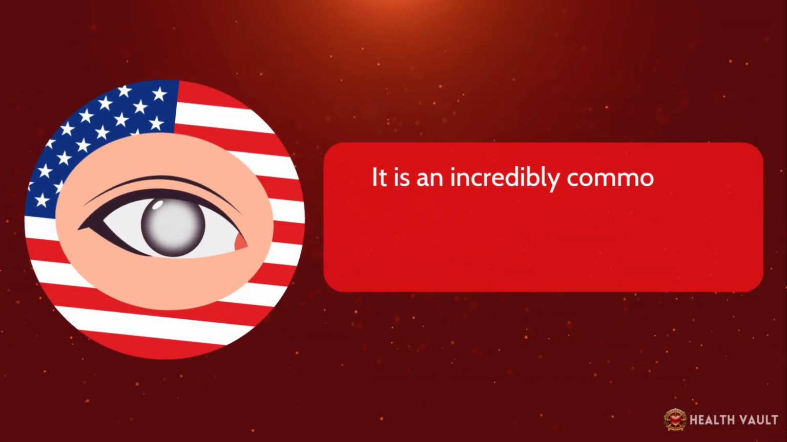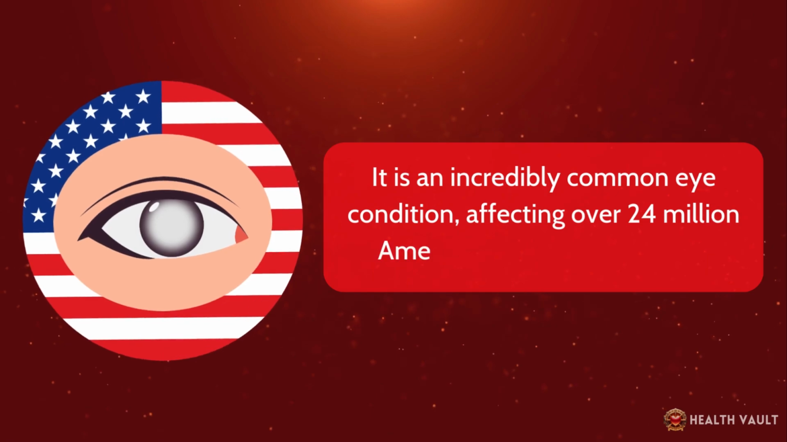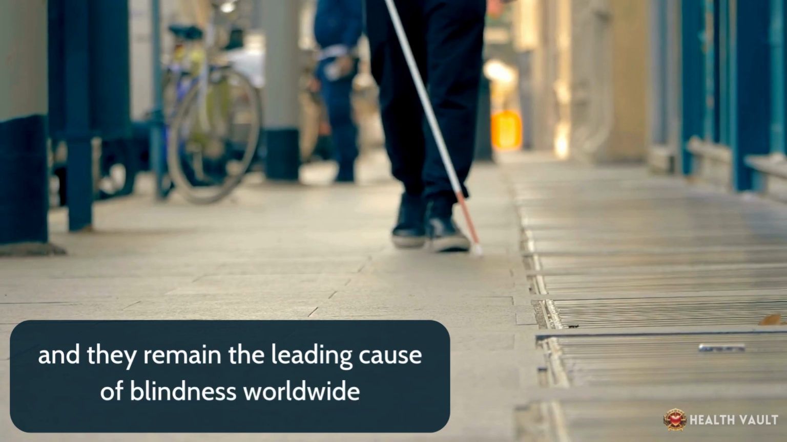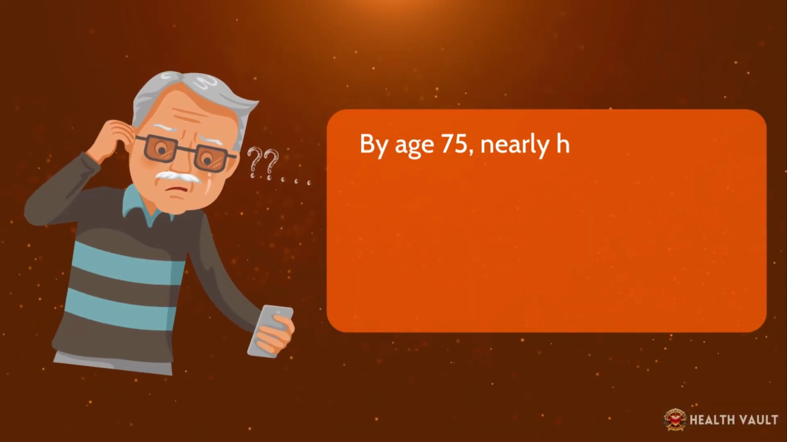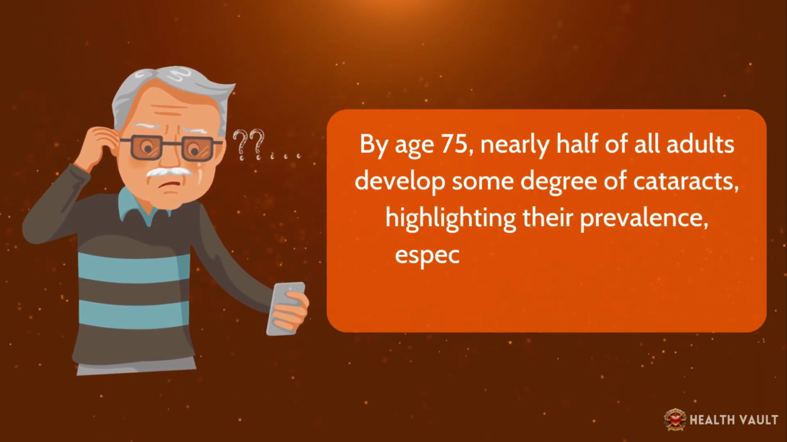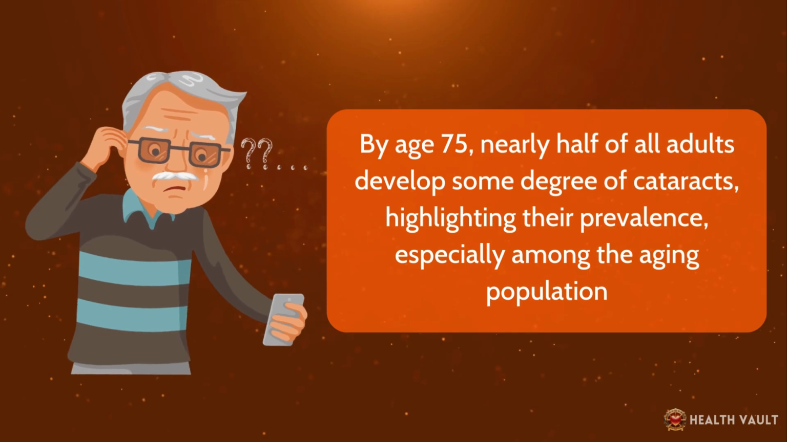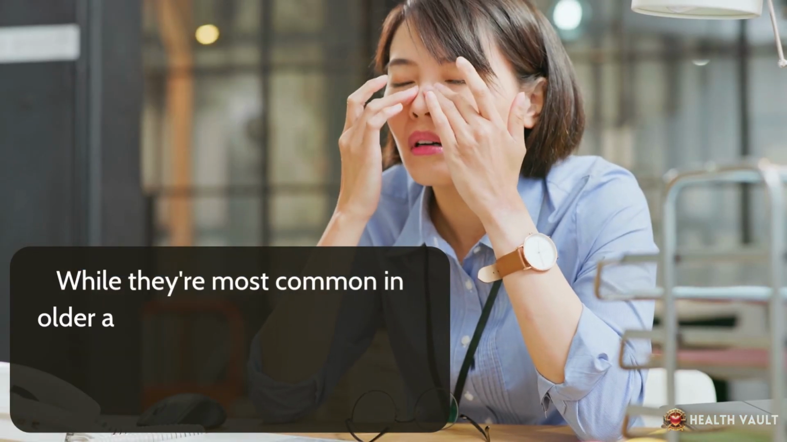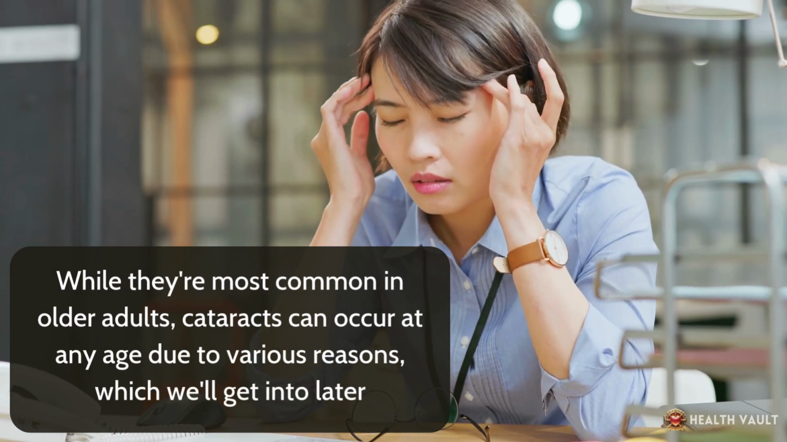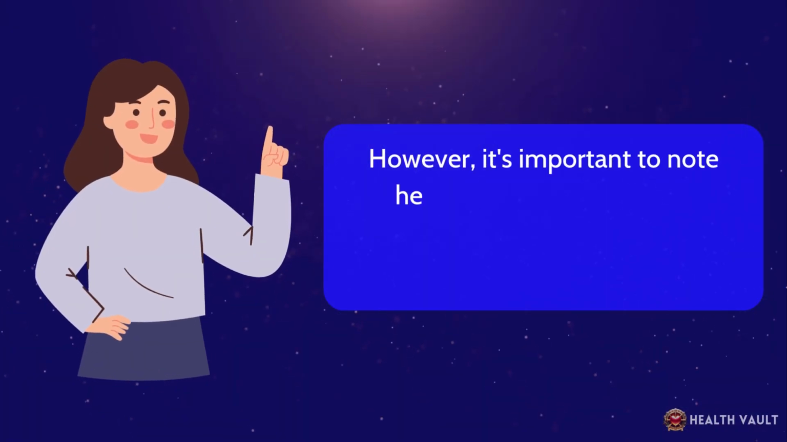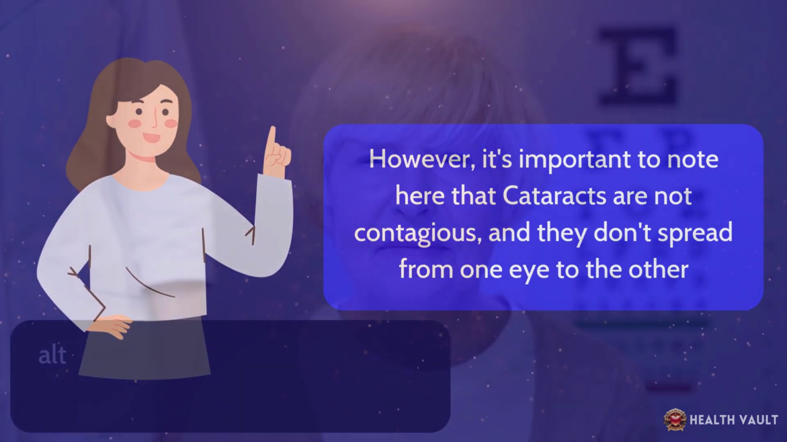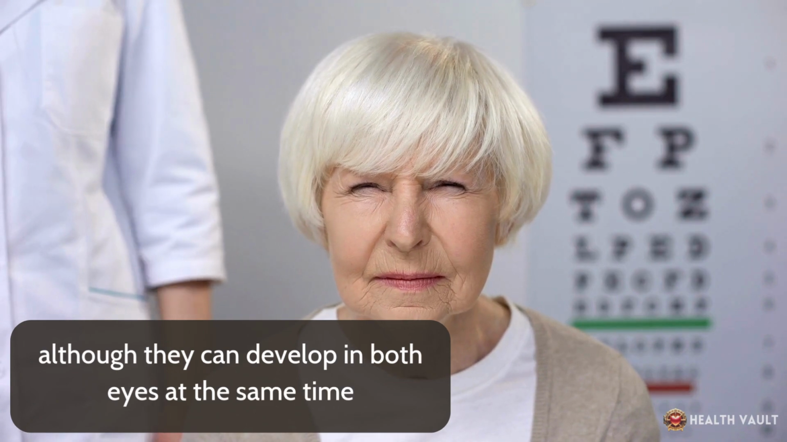It is an incredibly common eye condition, affecting over 24 million Americans aged 40 and older, and they remain the leading cause of blindness worldwide. By age 75, nearly half of all adults develop some degree of cataracts, highlighting their prevalence, especially among the aging population. While they're most common in older adults, cataracts can occur at any age due to various reasons, which we'll get into later. However, it's important to note here that cataracts are not contagious, and they don't spread from one eye to the other, although they can develop in both eyes at the same time.